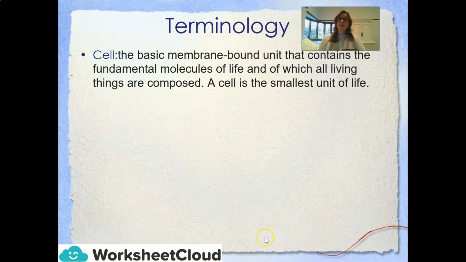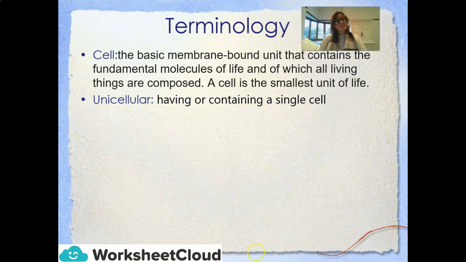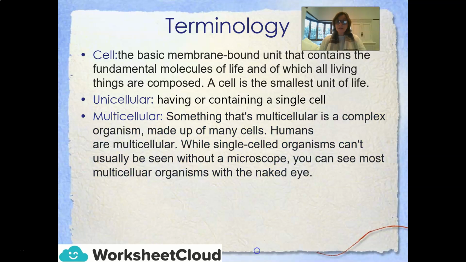So when I talk about a cell, I'm talking about the basic membrane-bound unit that contains the fundamental molecules of life and of which all living things are composed. A cell is the smallest unit of life. When I speak about something being unicellular, I mean having or containing a single cell. Multicellular is something that is a complex organism made up of many cells. Humans are multicellular. While single-celled organisms can't usually be seen without a microscope, you can see most multicellular organisms with the naked eye.